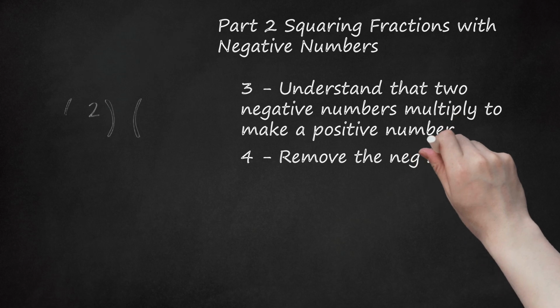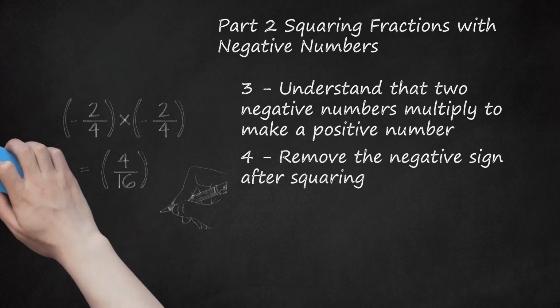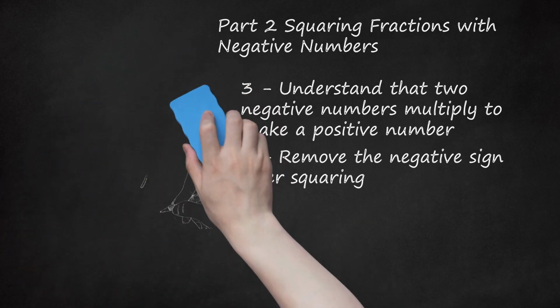4. Remove the negative sign after squaring. After you have squared the fraction, you will have multiplied two negative numbers together. This means that the squared fraction will be positive. Be sure to write your final answer without the negative sign. Continuing the example, the resulting fraction will be a positive number. -2/4 times -2/4 equals +4/16. Generally, the convention is to drop the plus sign for positive numbers.